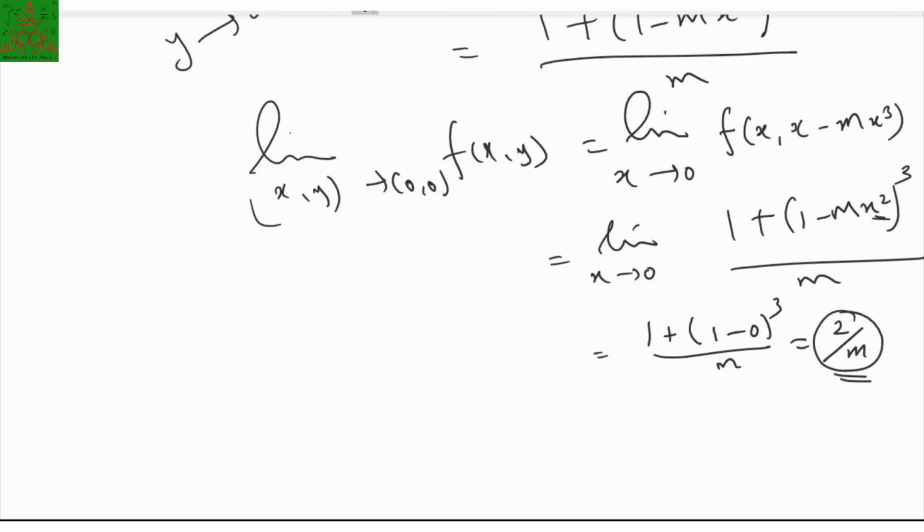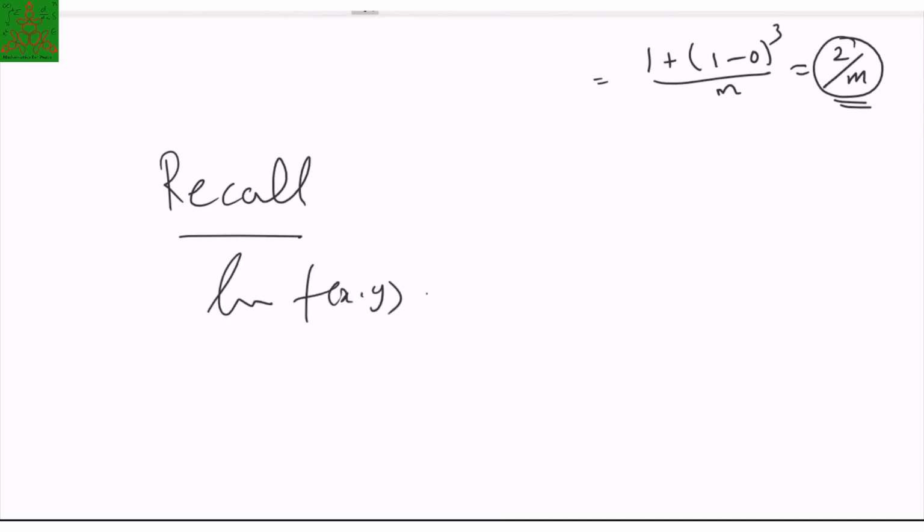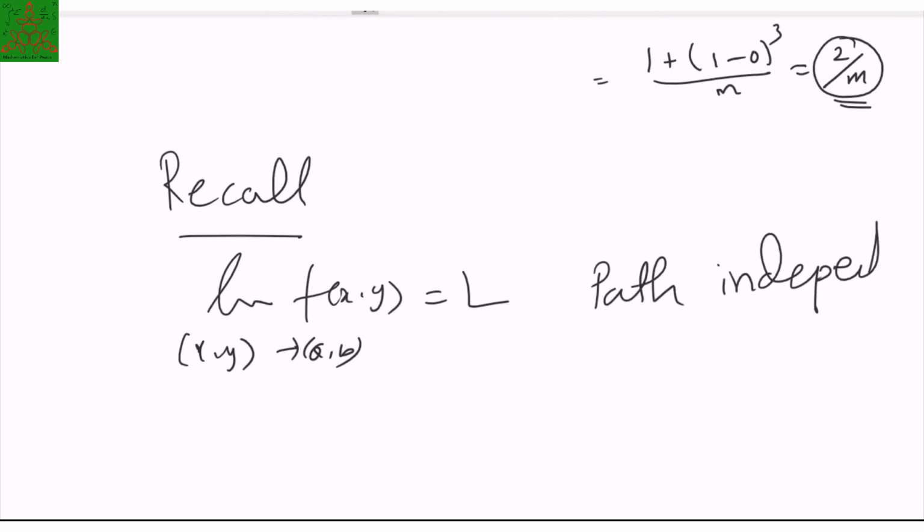So that's it for this video. Let us recall what we did. We discussed that the limit of f of x, y equal to L as x, y tends to a, b is path independent. If you have two different paths, or any path, there are infinitely many paths passing through a, b, and all the paths have the same answer, then we can say the limit exists. Or we can say that if the limit exists, all paths have the same answer.